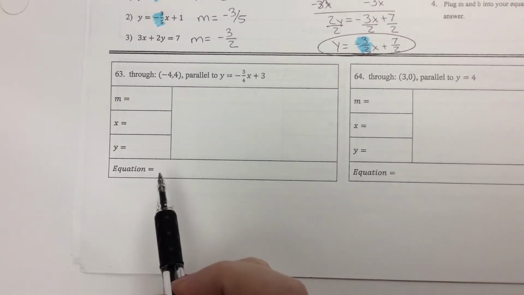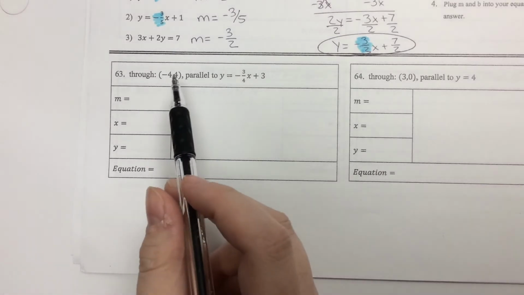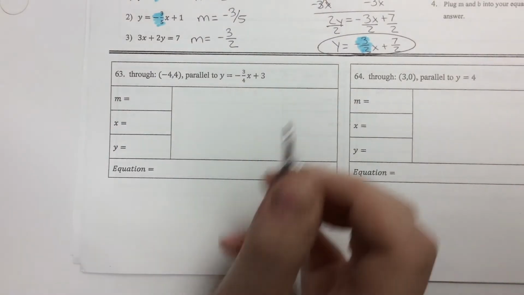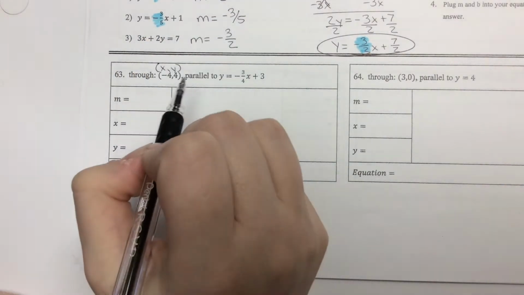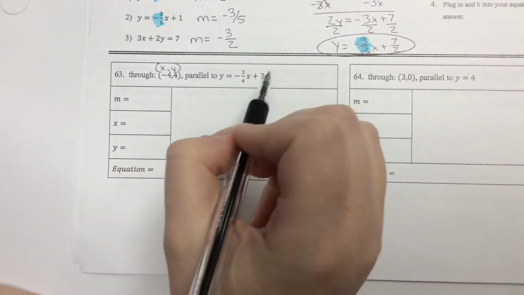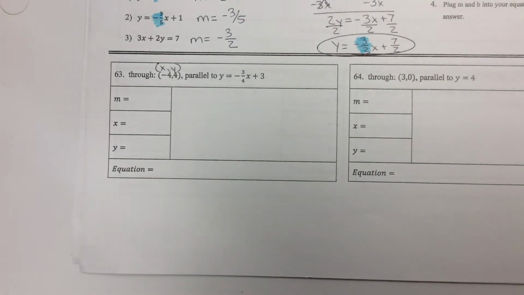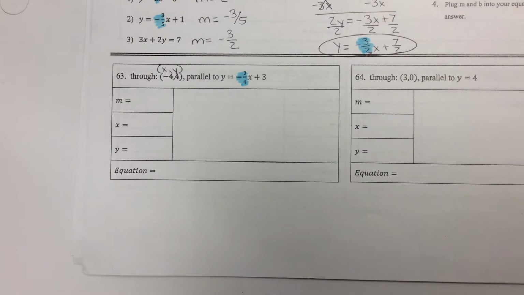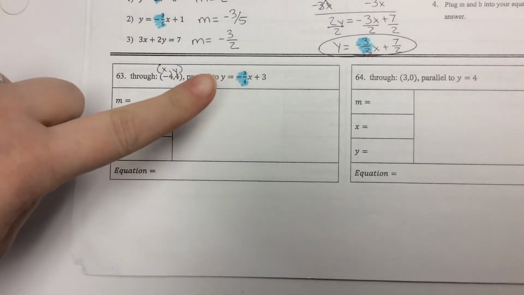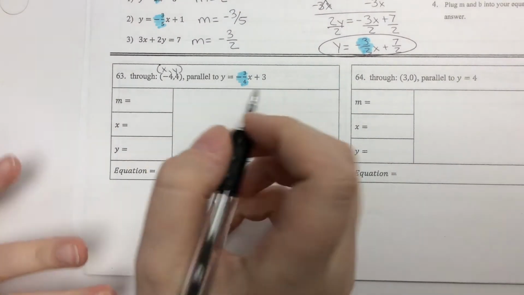We need to find the equation of a line that goes through this point. So this is an ordered pair. Let's call this x and this y. And it is also going to be parallel to this equation. Well, the only thing that we need from this equation is the slope, because we know that if they're parallel, they have to have the same slope. So all we need to pay attention to is that. Everything else in that equation is irrelevant. All right? So what's the slope we need?